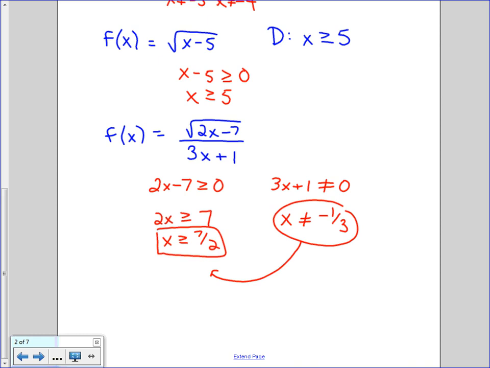So for the domain, you want to choose the most restrictive one. So x has to be greater than or equal to 7/2. And you don't also need to say this because it's included in the domain that we just wrote.